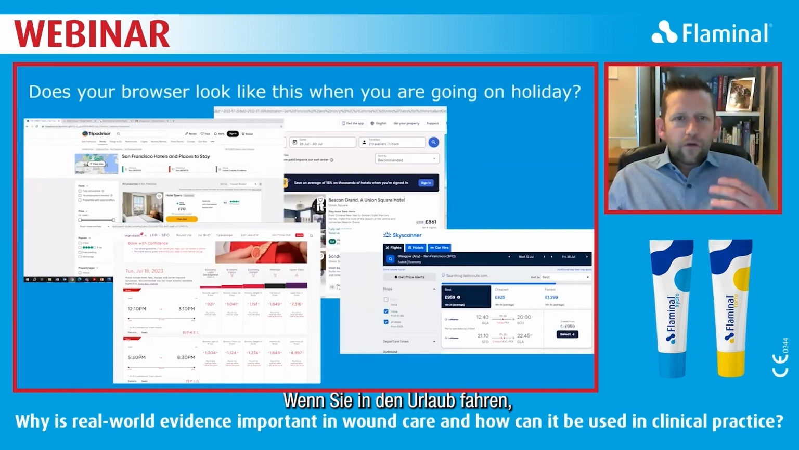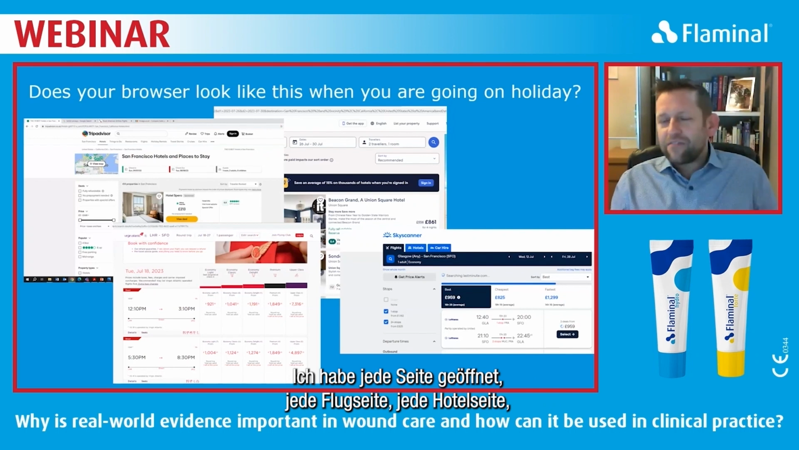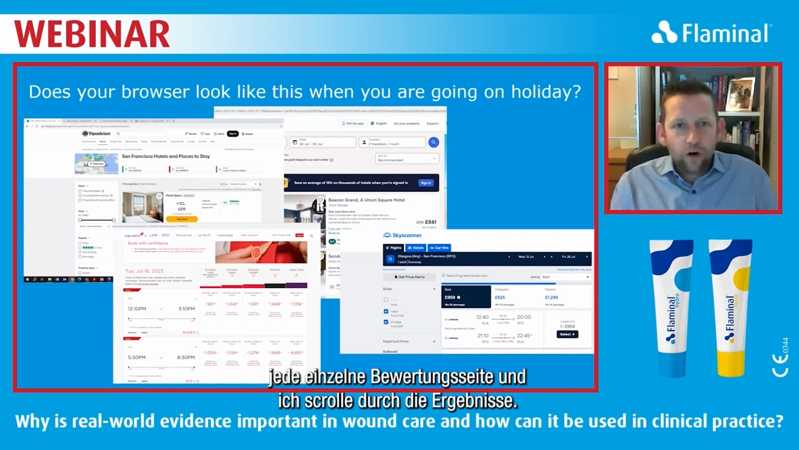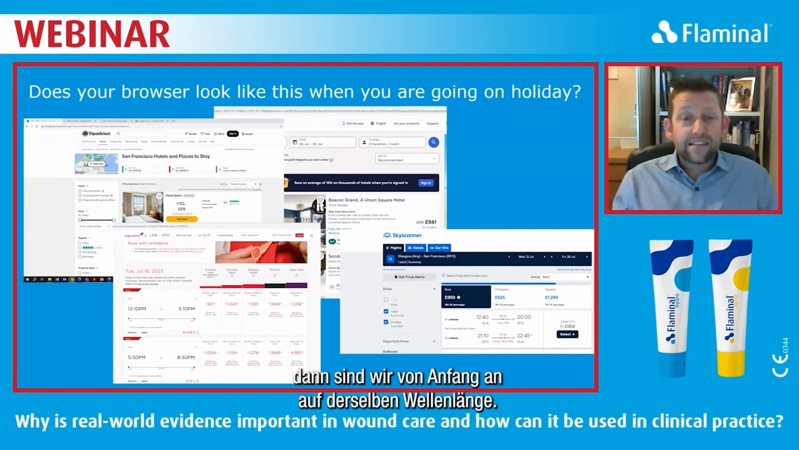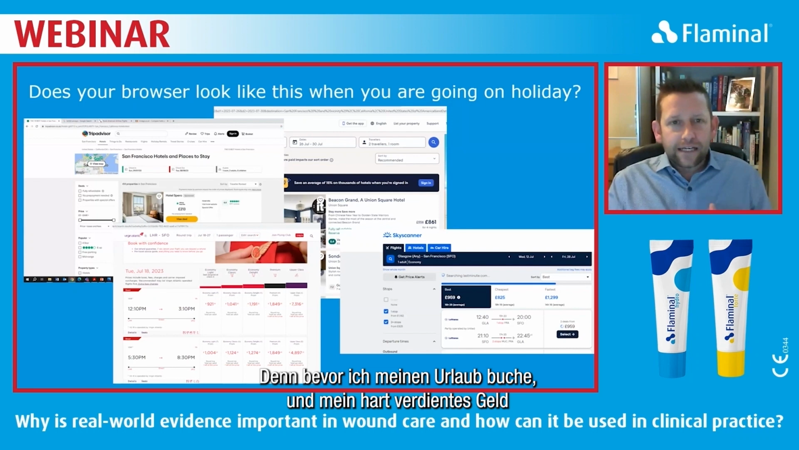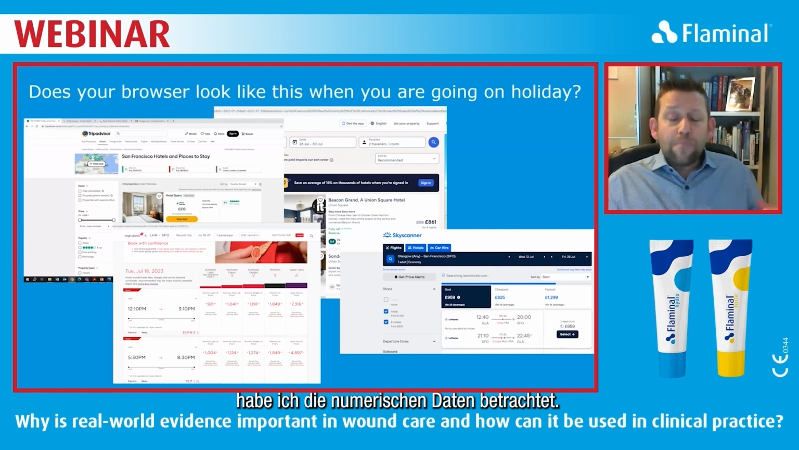So, when you're going on holiday, does your browser look a little bit like this? Mine certainly does. Really busy. I've got every single page open, every single flight page open, every hotel page, every single review page, scrolling through the results. So if your answer to this is yes, then we're already really singing from the same hymn sheet from the outset, really. Because what I'm doing here is, before I book my holiday, spend my hard-earned cash on a nice holiday, I've looked at the numerical data.